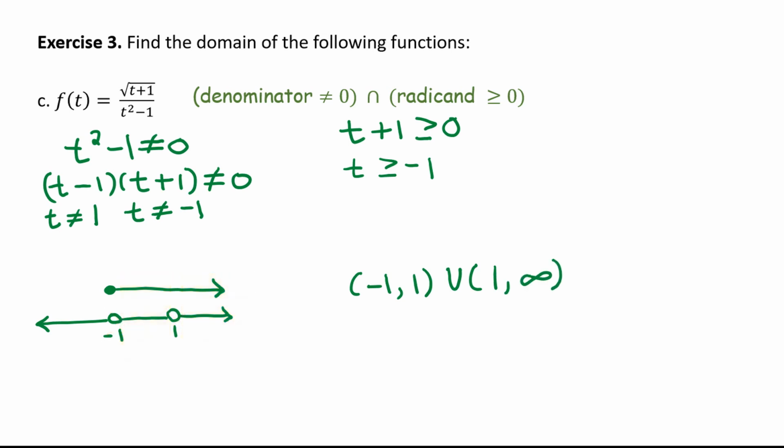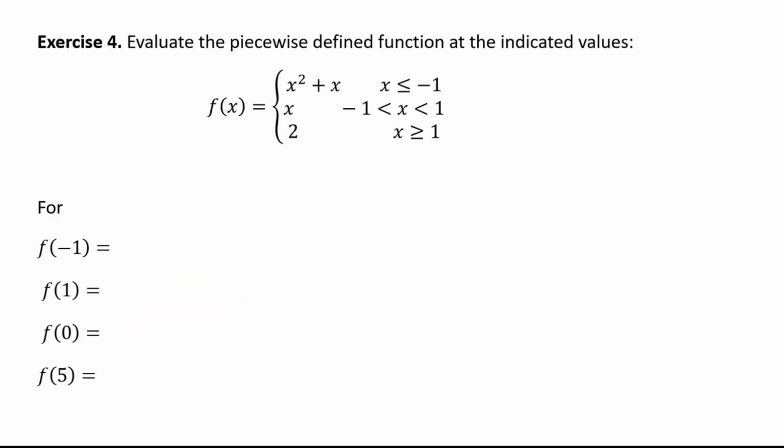to infinity. Exercise 4. Evaluate the piecewise defined function at the indicated values. F of x equals x squared plus x for x equal to or less than -1, x for -1 is less than x is less than 1, and 2 for x equal to or greater than 1.